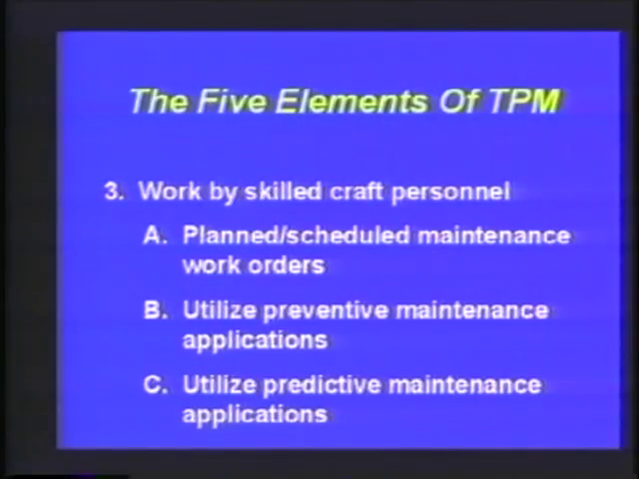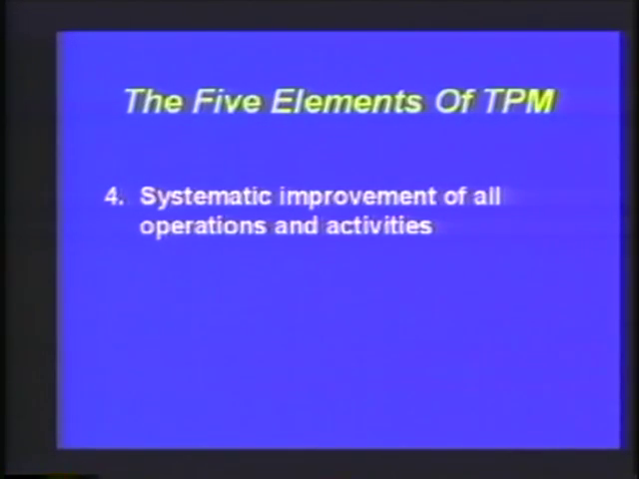We utilize the PM maintenance applications, we utilize the predictive maintenance applications, but most importantly, we're utilizing the data that is coming out of machine operators. Now, moving toward page 7B and continuing the list of these 5 elements, item number 4 is a key objective of TPM. It is a systematic improvement of all operations and activities.